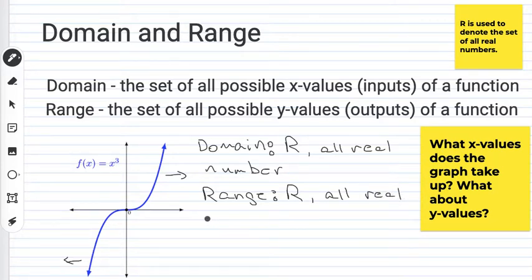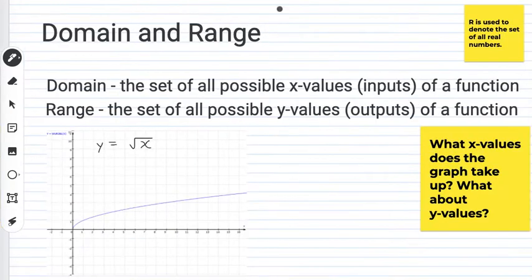So any y value for this is going to be a part of the range. Any real number that I can think of will belong to the range of this function. So that's f of x equals x cubed. Let's move on to the next one.